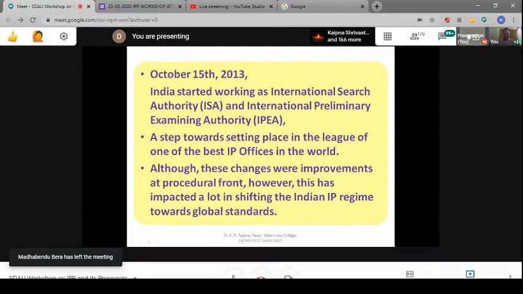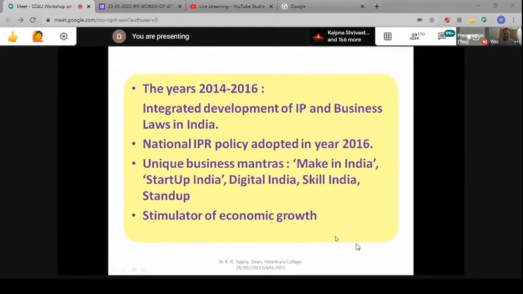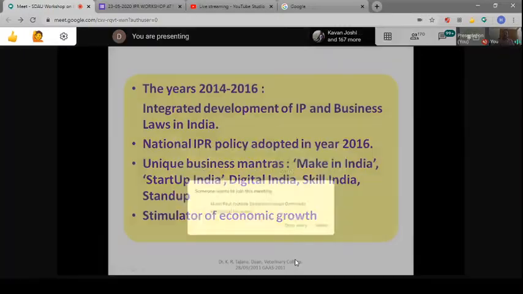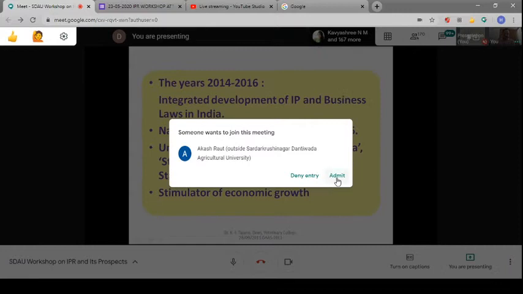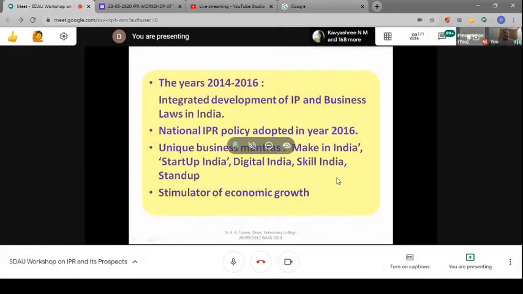Then the next one. In 2014 to 16, you can say that there was integrated development of intellectual property and business laws in India. After 2013, in the years 2014-15-16, the government made many changes in the IP regime and business laws in India. The government adopted the National Intellectual Property Rights Policy in 2016.